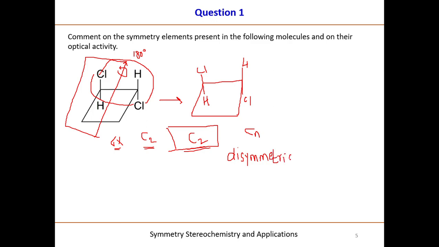And because the plane of symmetry is absent, the molecule will become chiral, and it's optically active, correct? So now next example.